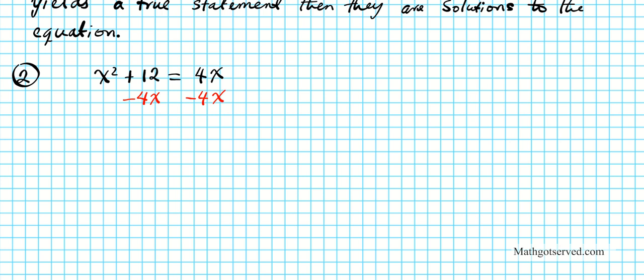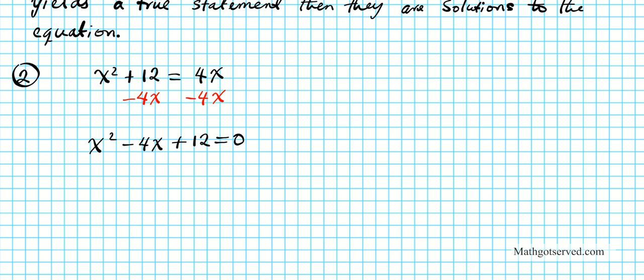So we have the quadratic in standard form, right? We have x squared minus 4x plus 12 equals 0. Remember, the standard form for quadratic equations is ax squared plus bx plus c equals 0. You just have 0 on the right side and everything else on the left side. So that's what I'm attempting to do here. Take a look at this equation. It's now in standard form.